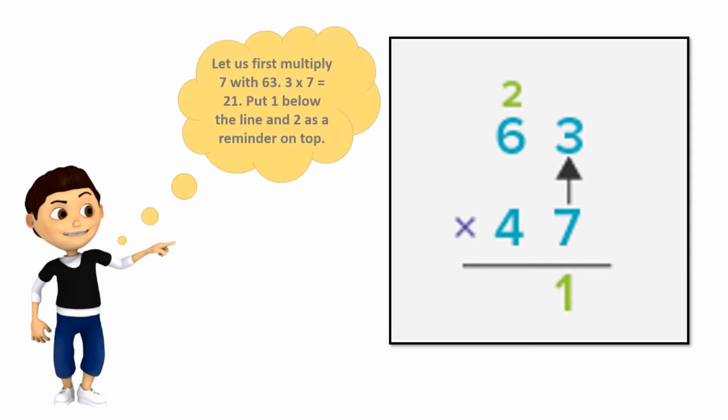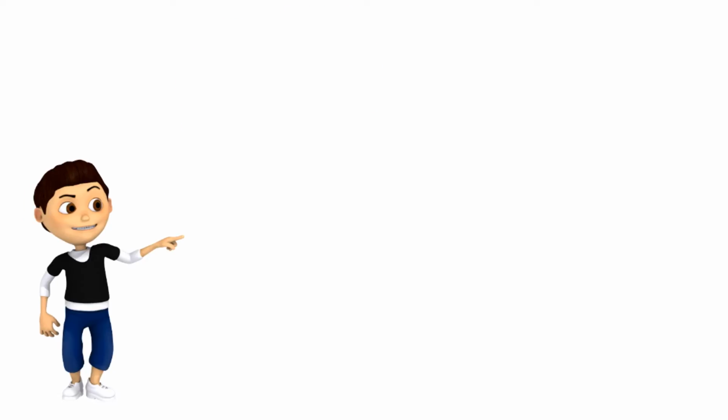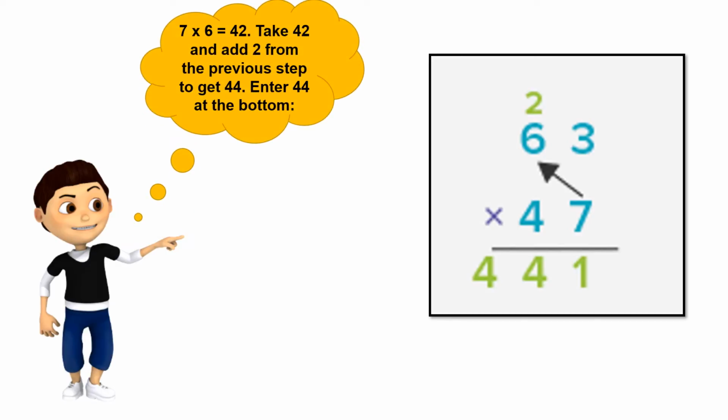63 into 47. I will first multiply 63 with 7, which is in ones place. So 7 into 3 is 21. I write 2 on the top and 1 below. Then 6 into 7 is 42. 42 plus 2 is equal to 44. So first we multiply 7 into 3 and then 7 into 6 and then add 2 to it. So 63 into 7, I get 441.